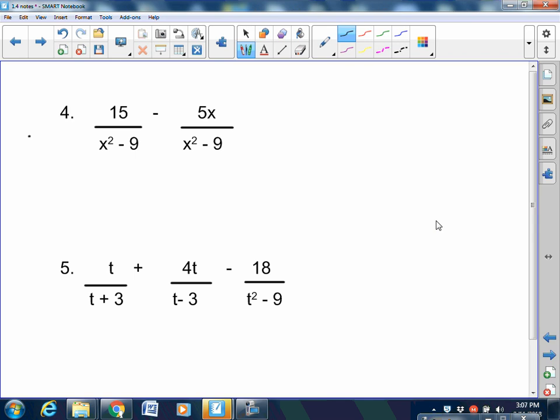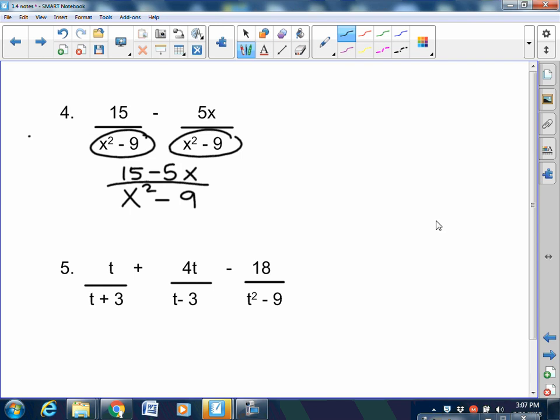Now they're turning into expressions and not just numbers, right? Why is this one so easy, number 4? They already have a common denominator. So you don't have to prime factor down and find the least common denominator because it's already there. What's the common denominator? X squared minus 9. Can't you put the top up there all under what? 15 minus 5x? Do you wish it was that easy?